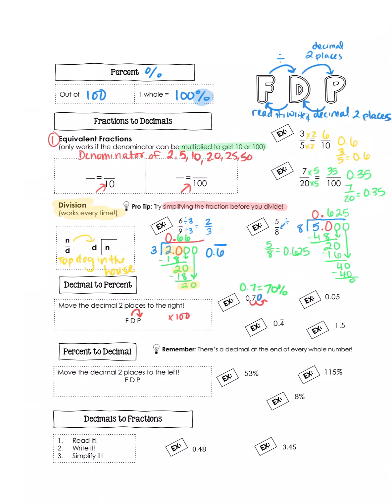This next one, 0.05, I'm going to take the decimal point and move it 2 places, which is going to make that 5%.